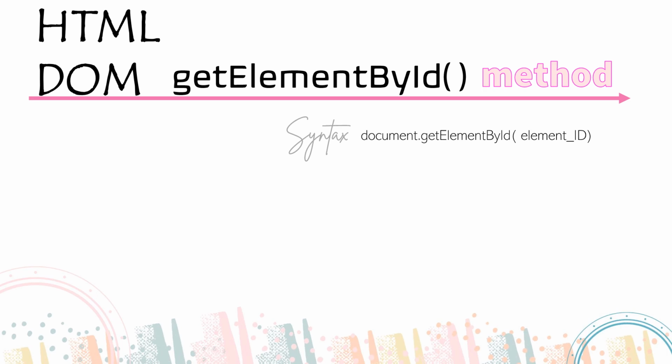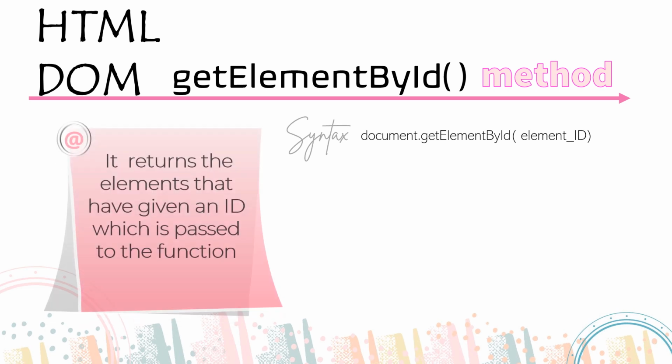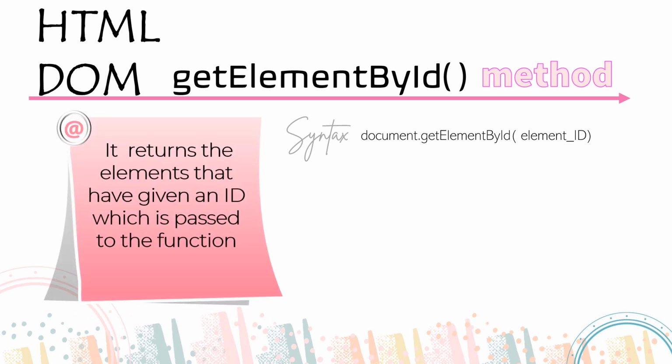HTML DOM getElementById method. What is this all about? But before that, what is DOM? DOM stands for Document Object Model. The getElementById method returns the element that has the given ID which is passed to the function. This function is a widely used HTML DOM method in web designing to change the value of any particular element or get a particular element.